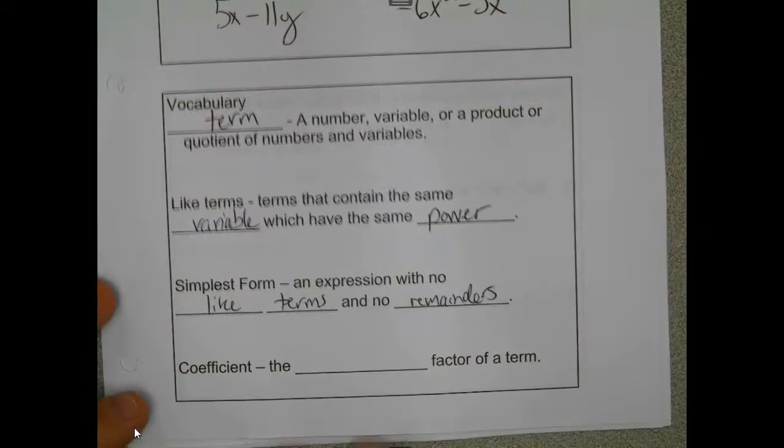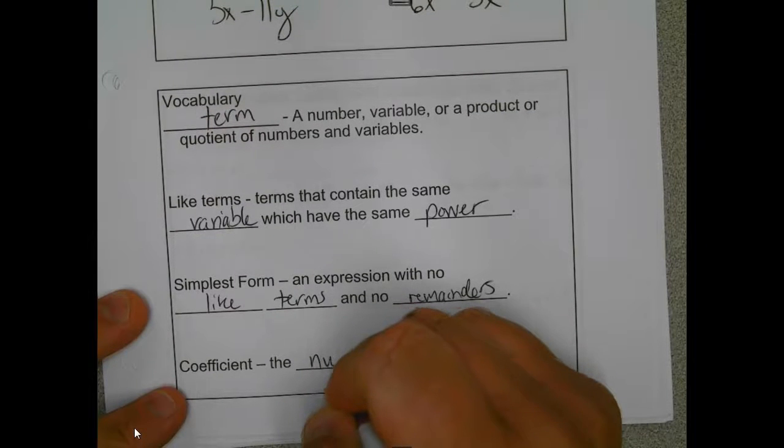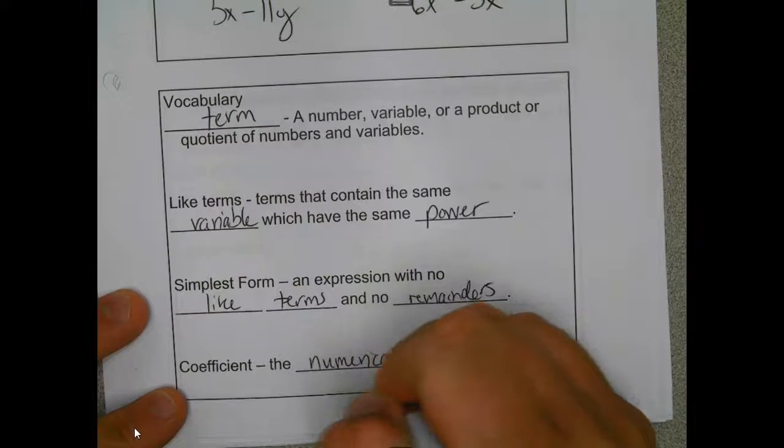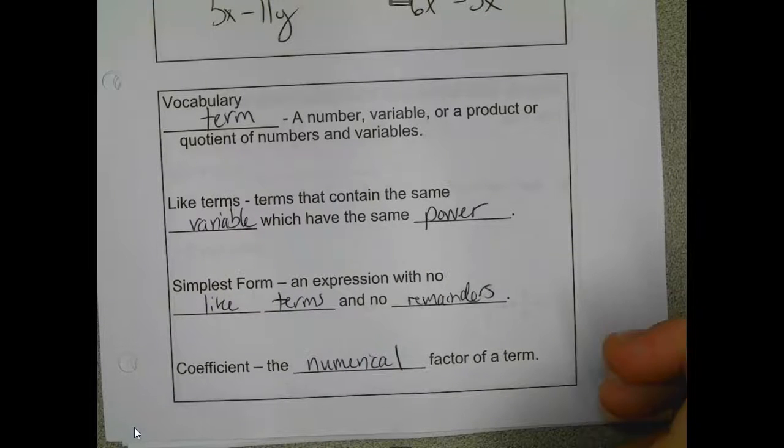The coefficient is the numerical factor of a term. Usually, if you have an x and you have a 6 in front of it, then the coefficient is 6.